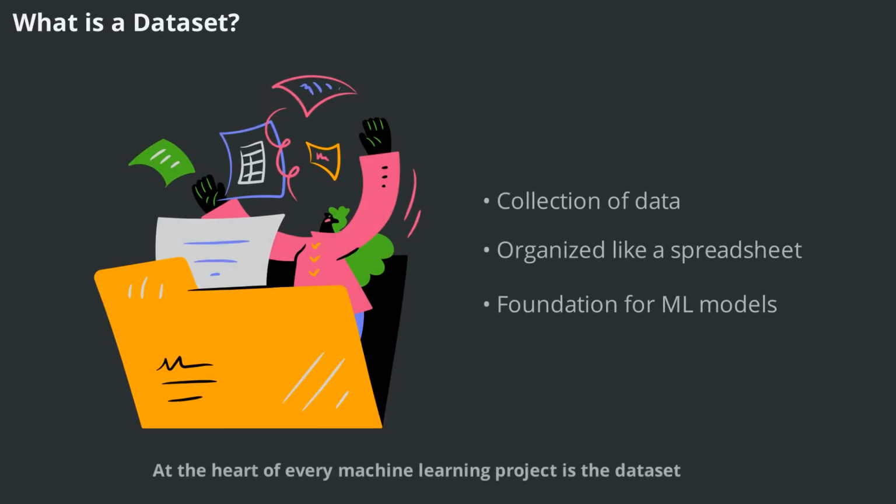The heart of every machine learning project is the dataset. A dataset is simply a collection of data, organized much like a massive Excel spreadsheet. It can contain numbers, text, images, or even audio. This dataset is what you'll use to train, test, and evaluate your machine learning model. Think of it as the raw material, the fuel, that powers the entire ML process. Without a well-organized dataset, it's impossible to build a reliable model.